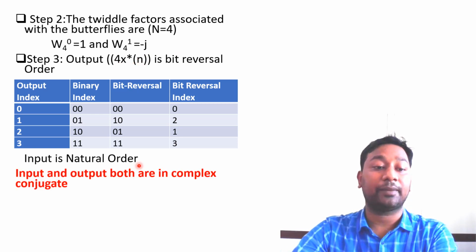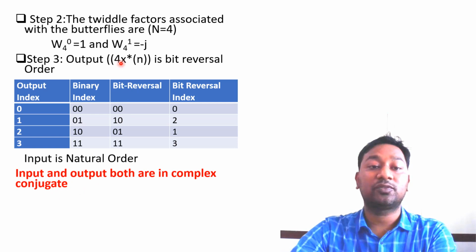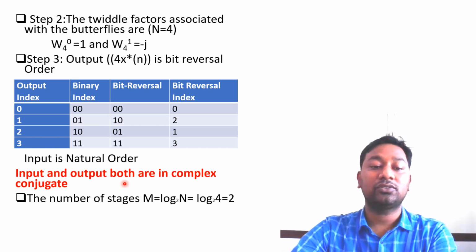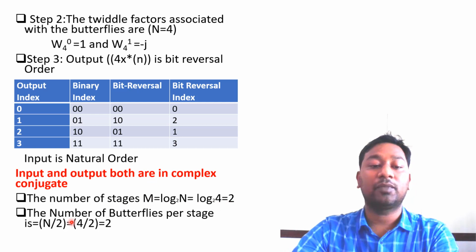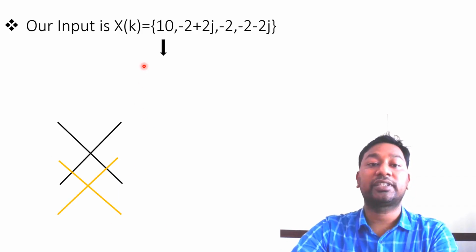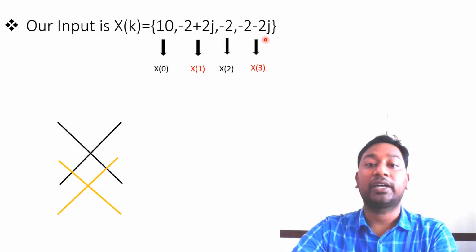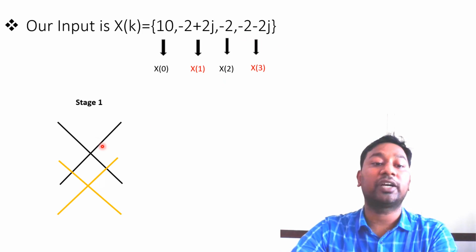So input and output are both in complex conjugate form. That is the difference. So there are two differences: one is the 4x to the power n on the output side, and the other is that output and input are both in complex conjugate form. Now see the number of stages. The number of stages is 2 and the number of butterflies per stage is 2. The input is given as 10, minus 2 plus 2j, minus 2, minus 2 minus 2j. So in stage 1, two butterflies will be associated, one black color and another brown color.